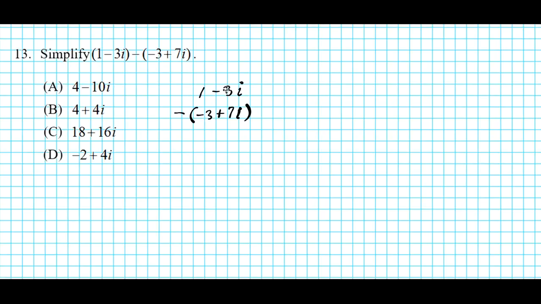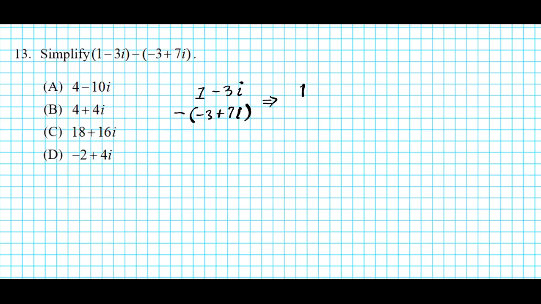Notice I oriented them vertically as I did in question 12 so that I can combine the real and imaginary parts vertically with ease. Now let's go ahead and carry out this distribution here. When you're subtracting, it's the same as adding the opposite. So I'll distribute this sign to these two terms, the real and imaginary parts.